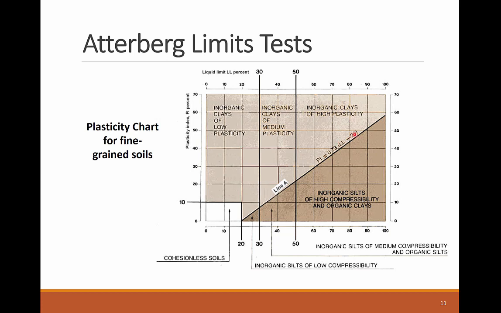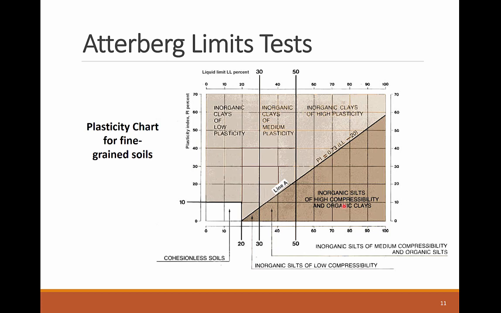The 3 sections above line A are inorganic clays of low, medium, or high plasticity. The 3 sections below line A are inorganic silts of varying compressibility, organic silts, and organic clays.